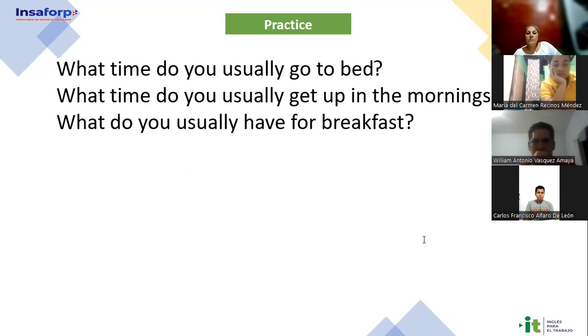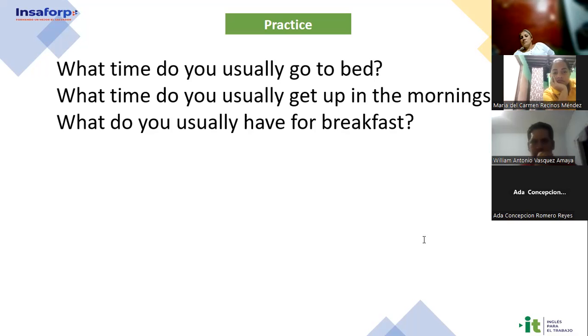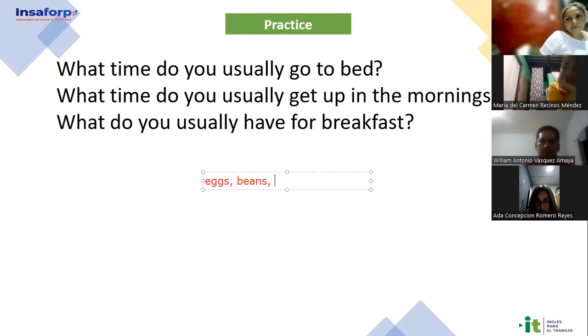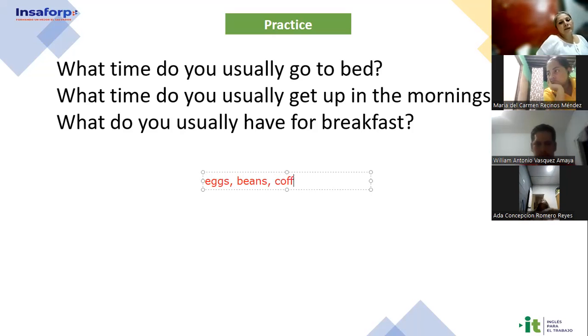Carlos, Mr. Carpio, Abarca. Francisco, help me, Francisco. What do you usually have for breakfast? I usually have egg and beans. It's eggs, beans. What else? And coffee. Much coffee. A lot of coffee, right? A lot of coffee. Nice.